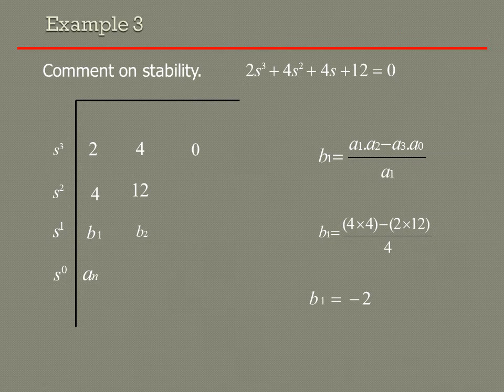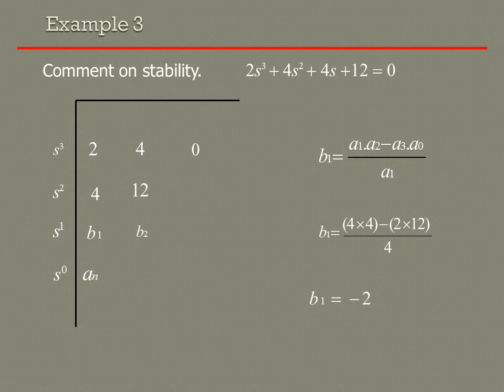Next example, comment on stability, where the characteristic equation is given by 2s cube plus 4s square plus 4s plus 12 is equal to 0. So the first step is formation of the roots array. Write down the s powers at the left hand side in the given equation. So s powers are s cube, s square, s raised to 1 and s raised to 0.